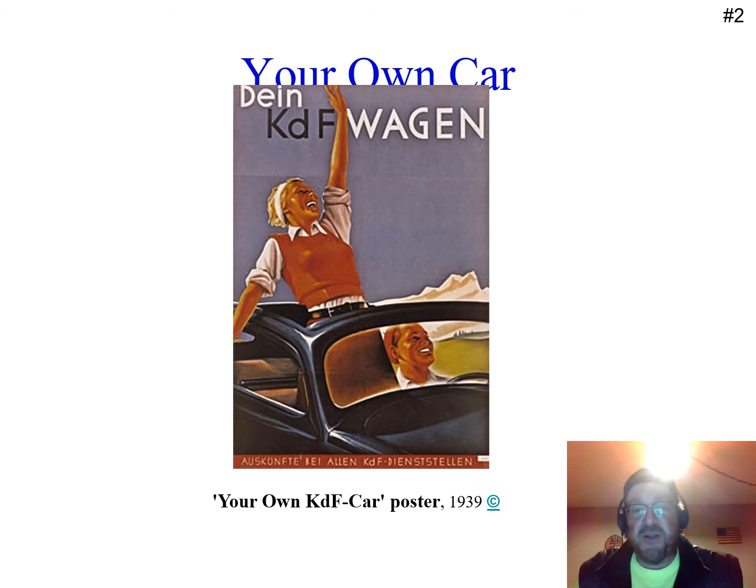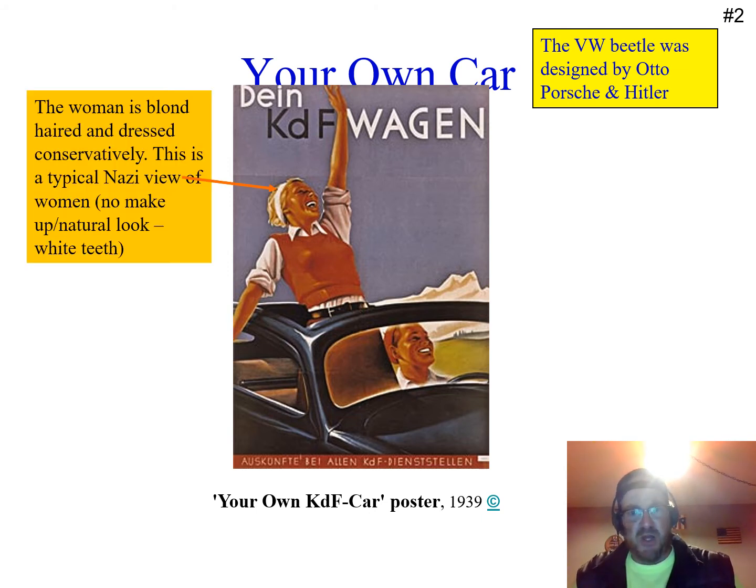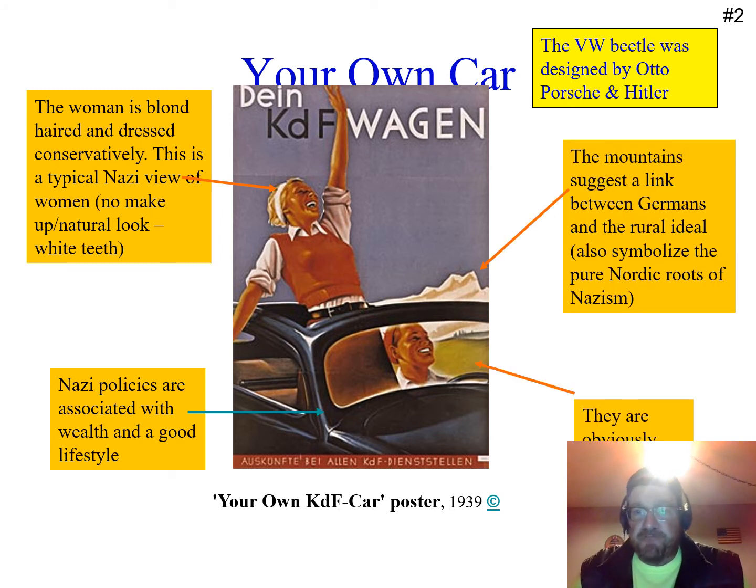This is an advertisement. A little fun fact for you: the VW Beetle was designed by Otto Porsche and Hitler. But you notice what a great lifestyle. Their blonde hair, blue eyes, the perfect Aryans, the typical Nazi view of a good-looking couple. Look at those teeth. Nazi policies would be associated with wealth and good lifestyle. They're obviously very happy, okay, but this is an advertisement for the Volkswagen.